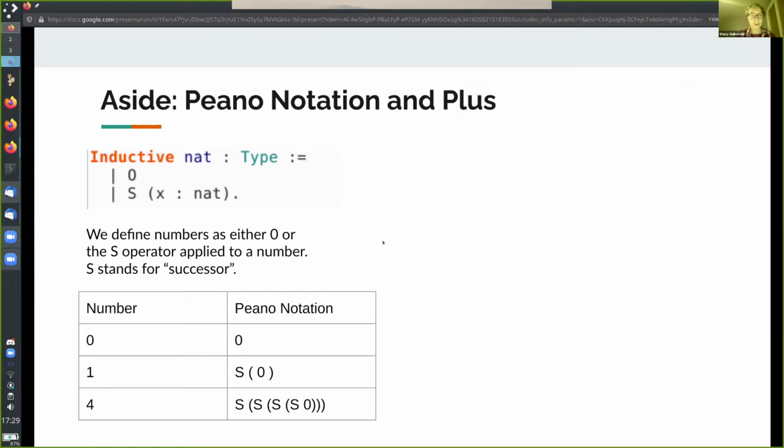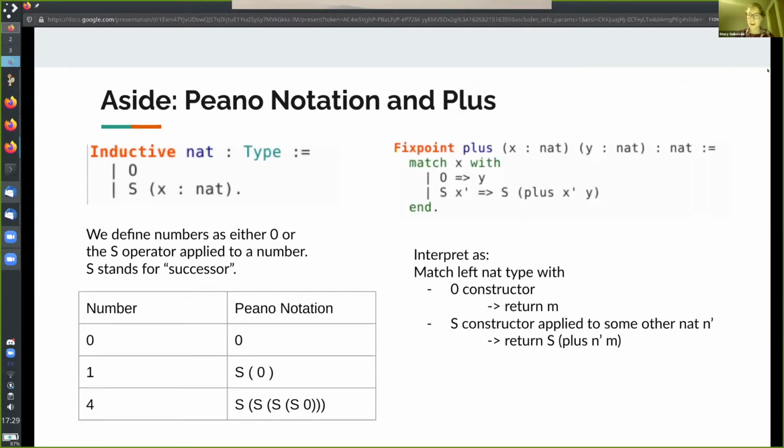And the next thing that we're going to need to understand is how to define a function on this kind of inductive concept of addition. So the way we're going to do it now is we're going to define the function plus as a fixed point function that takes in two numbers, x and y, and returns another natural number. The body of the function is going to look like this: we're going to match x with the constructor that was used to build x. So if we match with the 0 constructor, we can just return the value y.